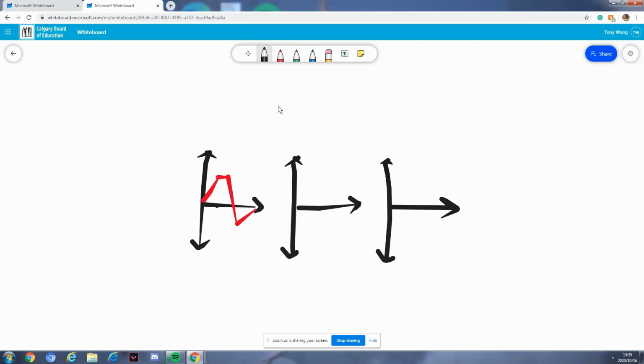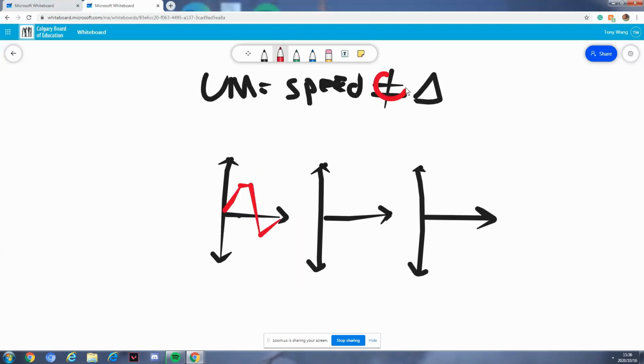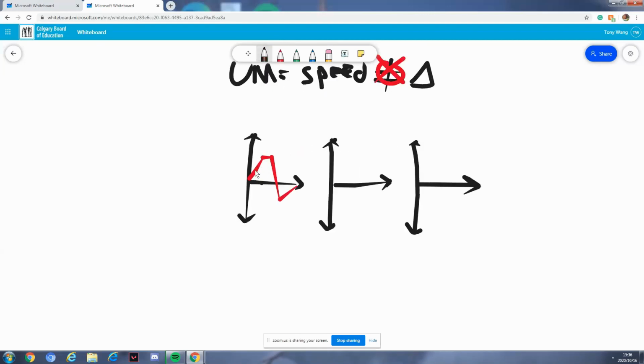So let me just write it here. Uniform motion equals speed does not change, like delta. These are pretty bad symbols, but you know what I mean. So the speed doesn't change at any given point in the specific time intervals.